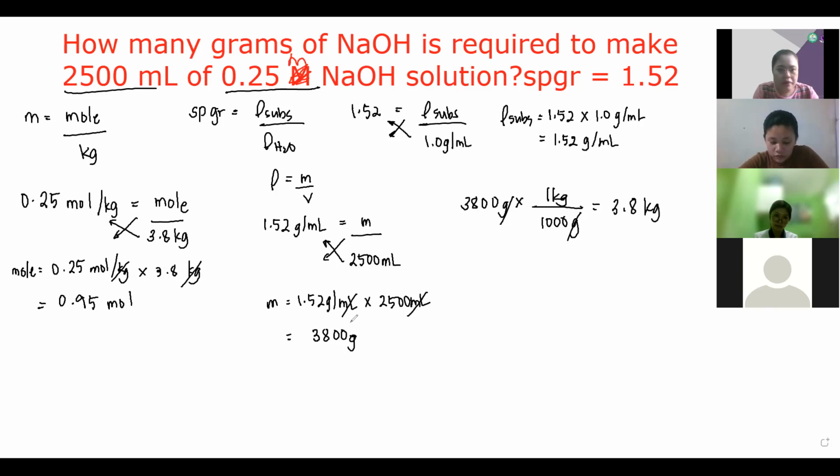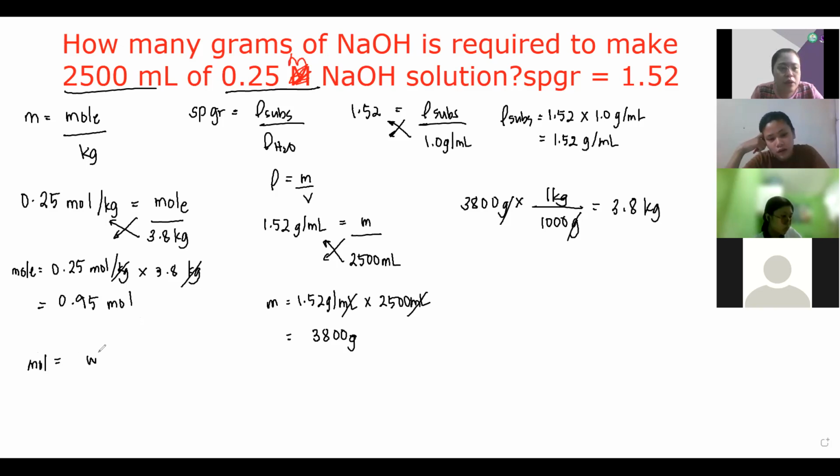3.8 times 0.25. That's 0.95 moles. But we are not yet done. Because in the laboratory, we don't have anything that can measure moles. That is the reason why we need to convert it into grams.